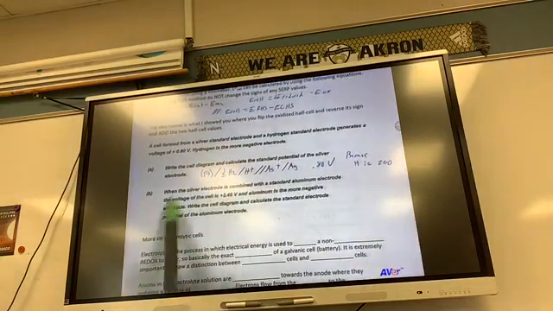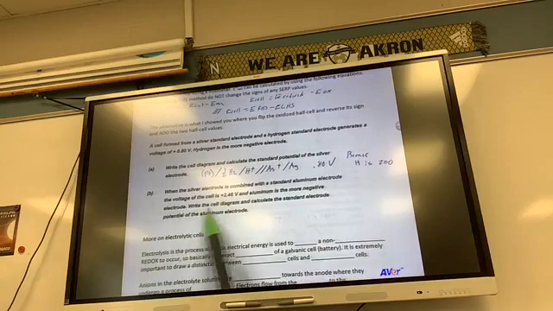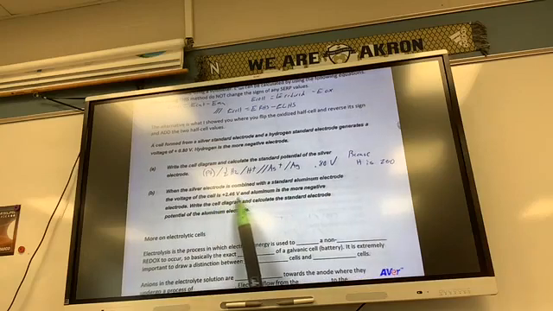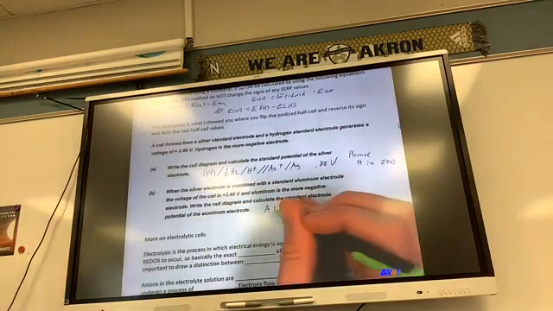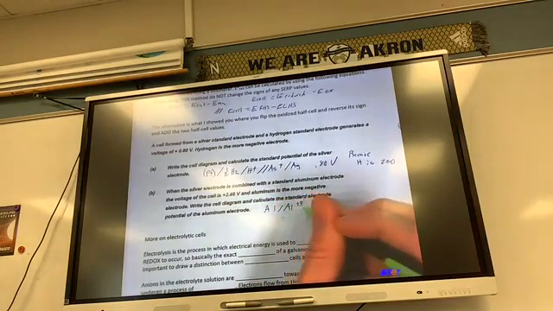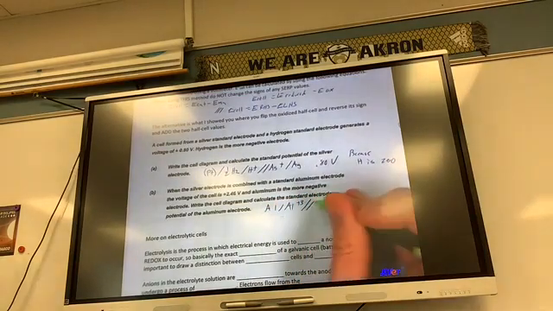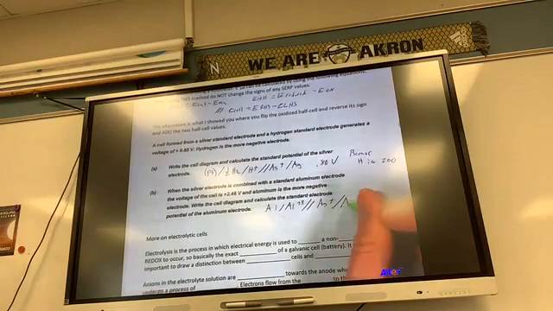2. When the silver electrode is combined with the standard aluminum electrode, the cell voltage is 2.46 volts. And aluminum is the more negative electrode. Write the cell diagram and calculate the standard electrode potential of the aluminum electrode. Okay, cell diagram is easy. The more negative one is going to be the one that is oxidized, therefore comes first in the short form. So it's going to be Al slash Al3 plus slash Ag plus slash Ag.